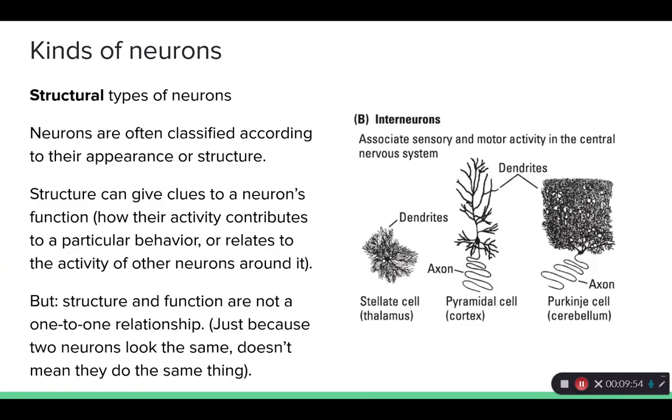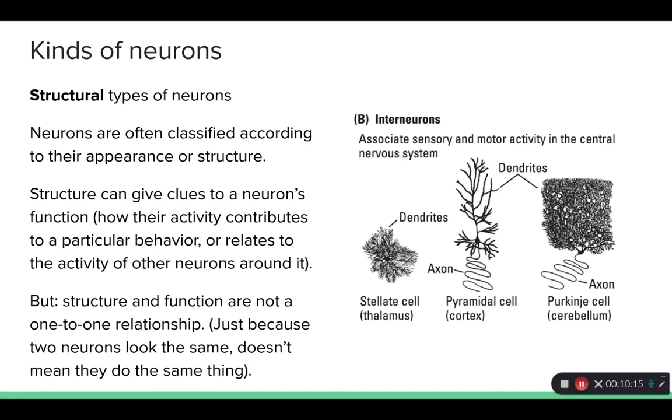And there are sort of two main ways of doing this. The first way is by looking at their structure, looking at their appearance. And this, as I mentioned before, was what the Golgi stain was so good at. What you're looking at here are illustrations of three different kinds of neurons. I think these are probably illustrations that were made based upon a Golgi stain.